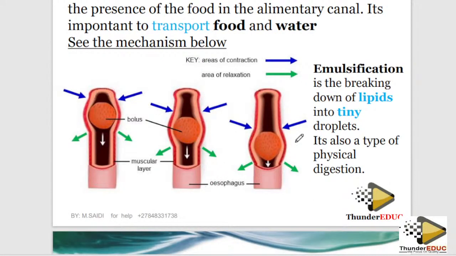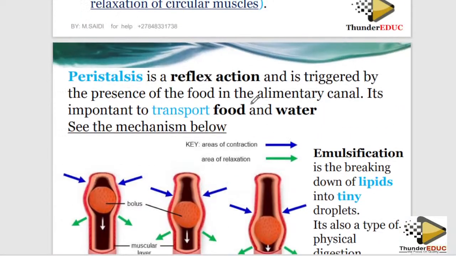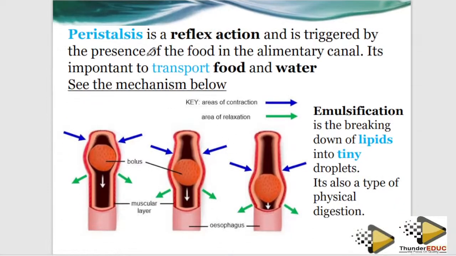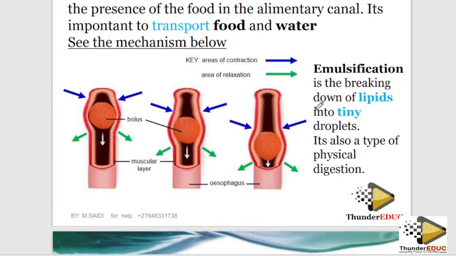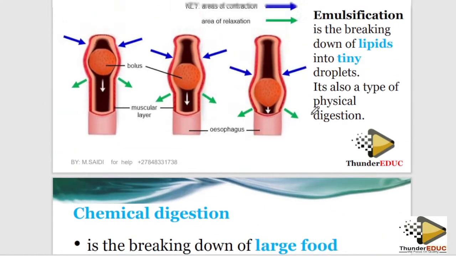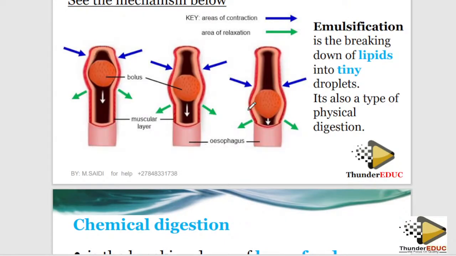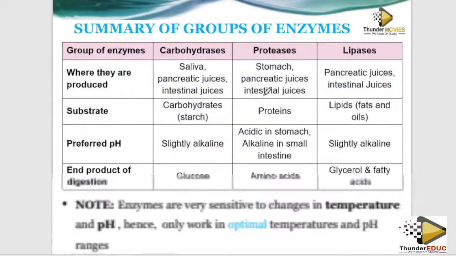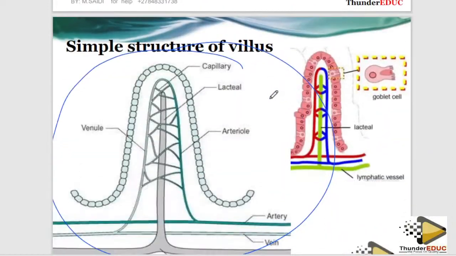peristalsis. Peristalsis is also another terminology we can ask. Yes, the rhythmical contraction of the muscles. The reflex action is triggered by the presence of food in the alimentary canal, and it is important to transport food. We like to ask you this. Breakdown of fats or lipids into small particles, emulsification, is also another terminology we can ask you. So I think I'm clear here.